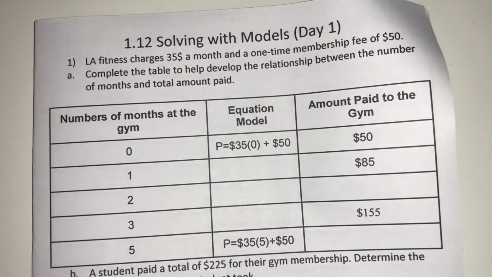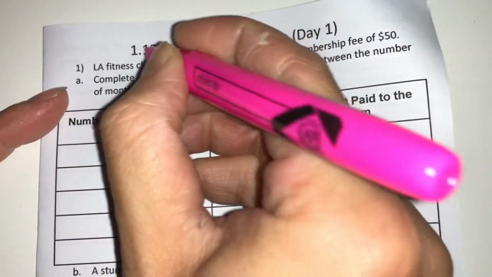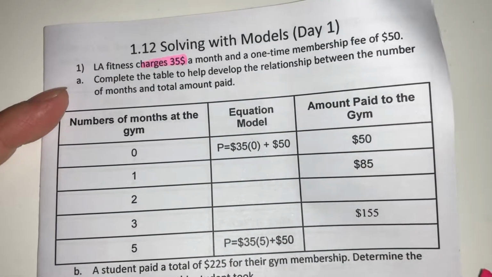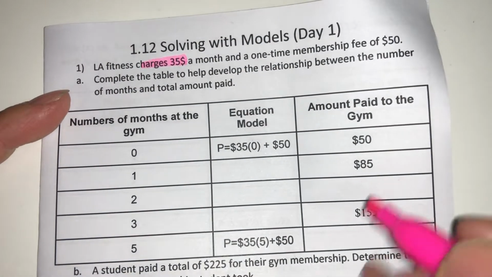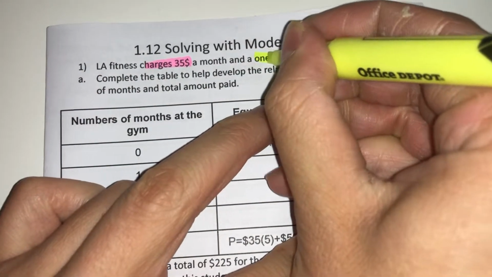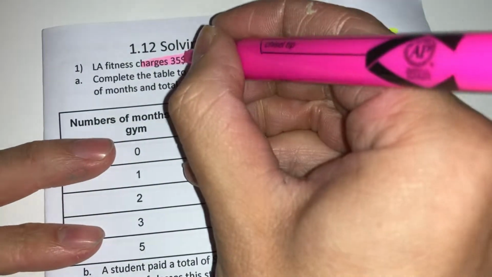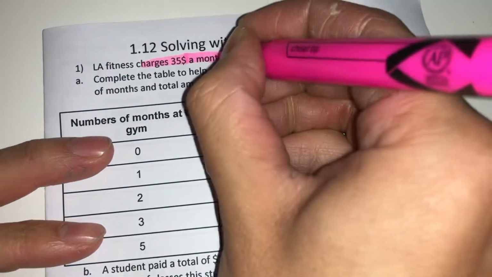Number 1, LA Fitness charges $35 a month and a one-time membership fee of $50. Complete the table to help develop the relationship between the numbers of months and the total amount paid. Alright, so let's go ahead, let's highlight some important stuff. This is $35. It's pretty important, and I also know that it's gonna be $50 over here. So one-time fee of $50, $35, let's be clear, $35 a month.